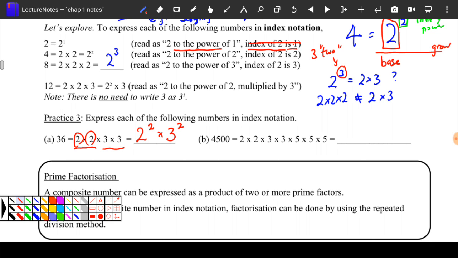Can you follow? Okay, now your turn. How do I write this? 2 to the power of 2 times 3 to the power of 2 times 5 to the power of 3. Very good. So far so good.